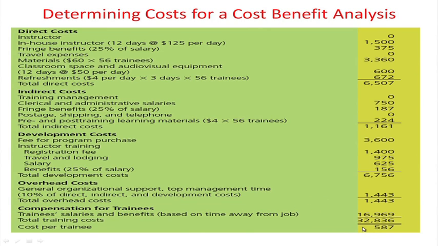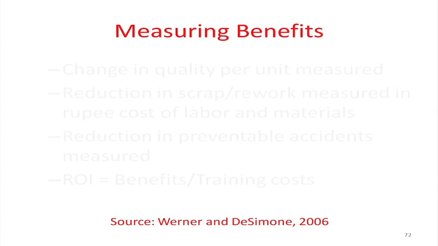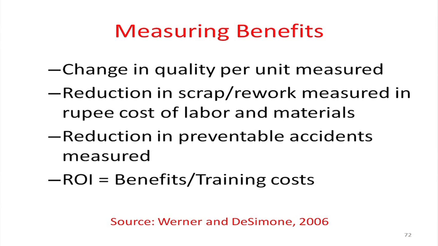For it comes out to be 587, right. So, this is the cost for training. Once you have calculated the cost, then what are you going to do? Calculate the benefits, right. Now, when we calculate the benefits, in quantity terms, how much change in the quality per unit, a reduction in scrap or rework is measured, the reduction in accidents, and then you calculate this.